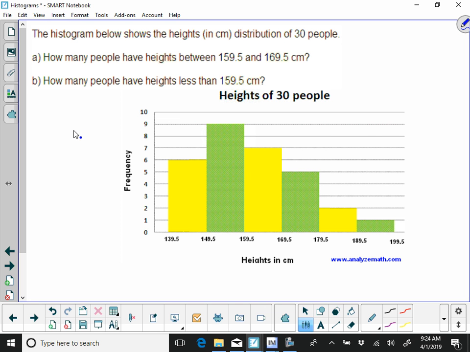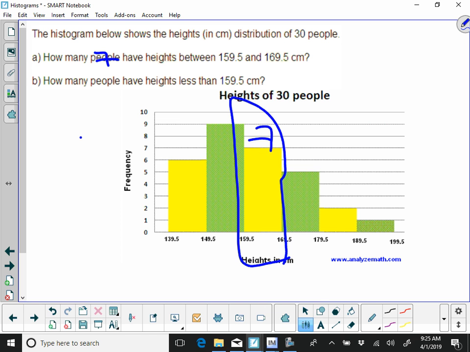Okay, how many people had heights between 159 and 169? Look up here. That's why I have this big smart board up here, for you to look. You can't see it on your paper. I can't see either way. 159 to 169. That is right here. 7. Okay? So the answer to A is 7.